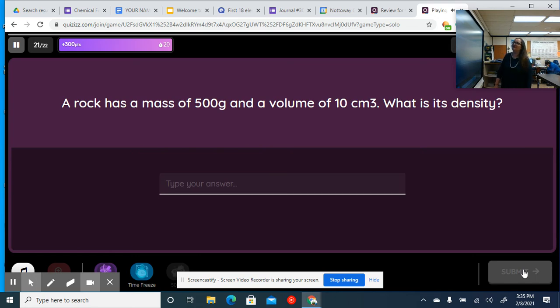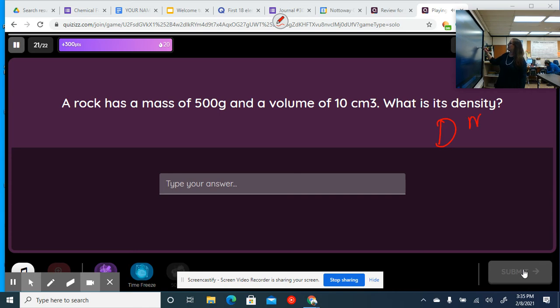A rock has a mass of 500 grams and a volume of 10 centimeters cubed. What's its density? Well, we know that D equals M over V is where you go to the DMV for your density license. So it's mass divided by volume. So 500 divided by 10. Well, you could get a calculator, but you don't really need to.